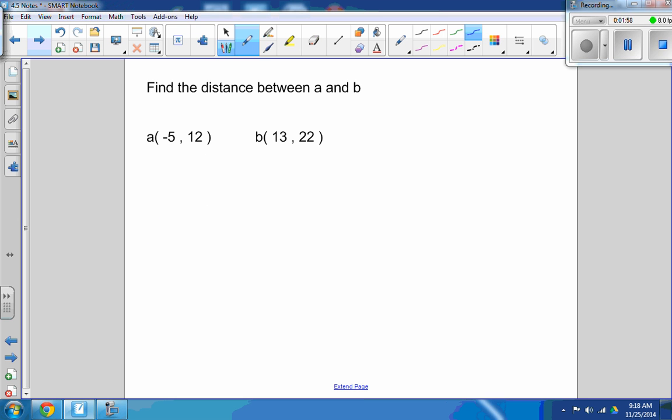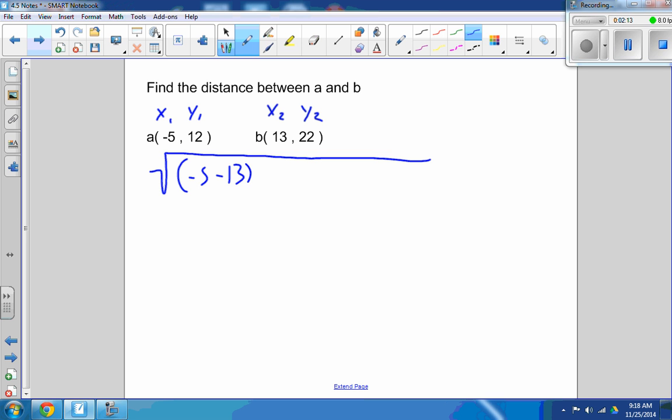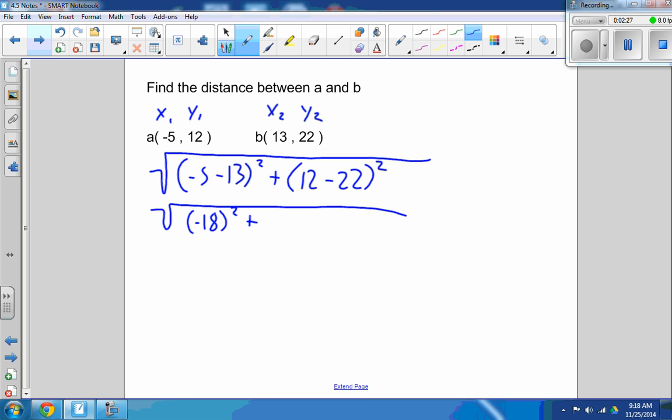So let's find the distance between a and b. We'll call these x1, y1, x2, y2. So the distance formula is the square root of x1 minus x2 squared plus y1 minus y2 squared. So negative 5 minus 13 is negative 18. 12 minus 22 is negative 10.